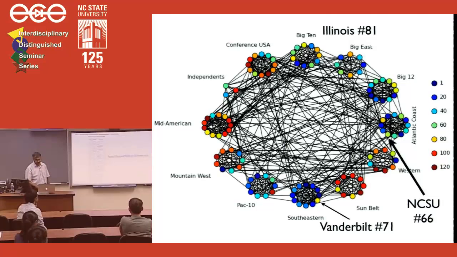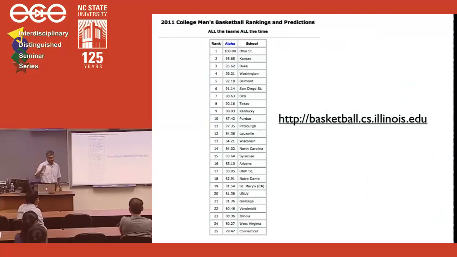All right. So here's something that an undergrad did with us, developed this website using these tools to rank basketball teams using the data from the 2010-2011 season. Our slogan was, all the teams all the time, which means we rank not just the top 25, but every one of the 345 teams. How will we test whether this is a good ranking or not? I'll show you in a second.